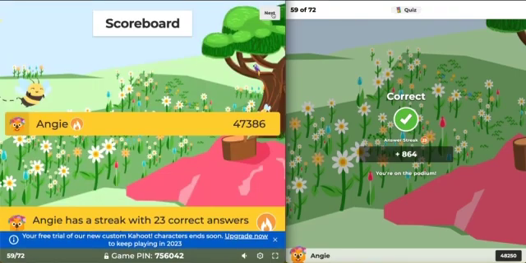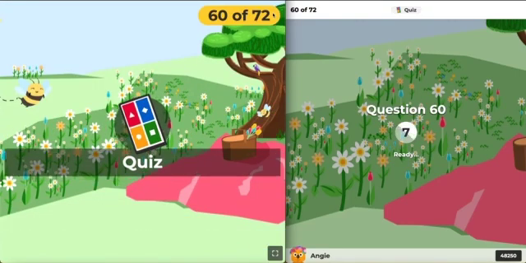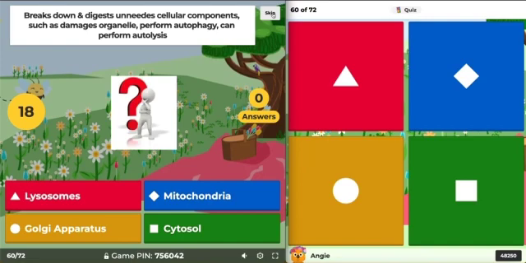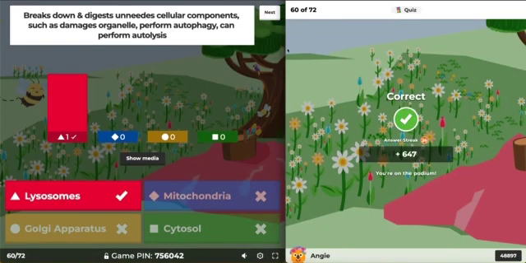Let's move on to number 60. We're almost there. Breaks down and digests unneeded cellular components such as damaged organelles, can perform autophagy, or I'm not saying that right, can perform autolysis, and that's going to be the lysosomes. The lysosomes are like the cleanup people.